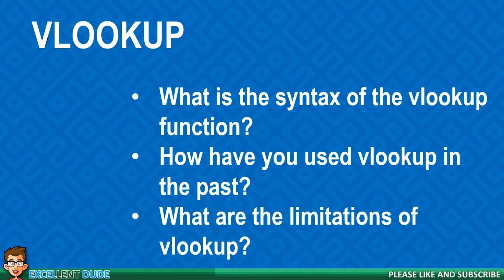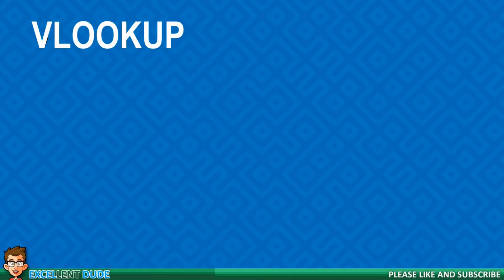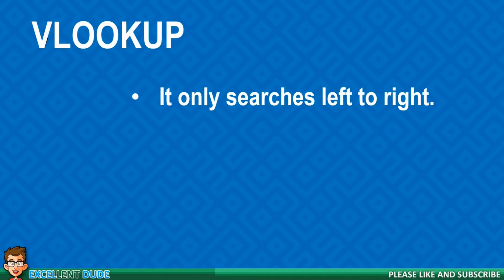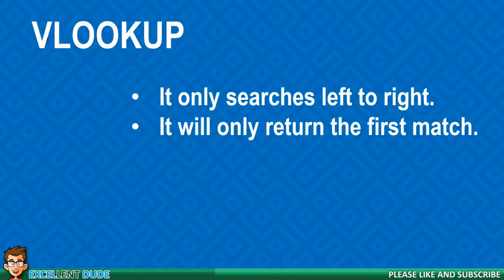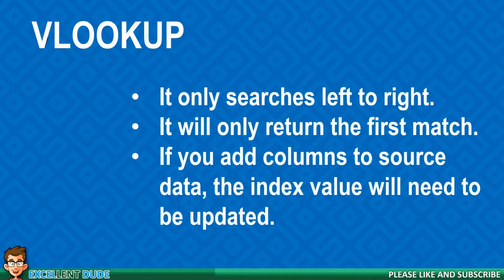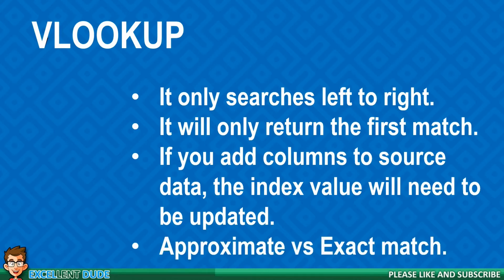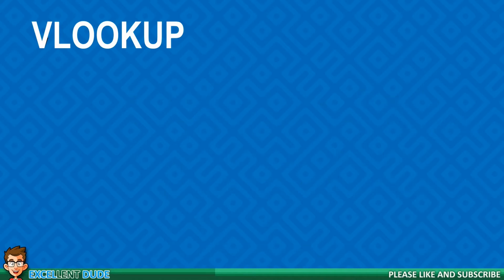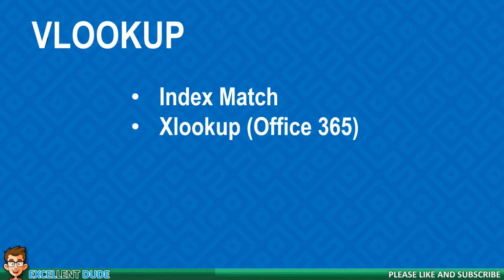What are the limitations of Vlookup? This is a question that comes up often. You can state that Vlookup's limitations are: it only searches left to right. It will only return the first match. If you add columns to the source data, the column index value will need to be updated in the function. The default setting is approximate match. As a super ninja bonus to really show off your Excel skills, you could say that there are better options to Vlookup, such as using index match or using XLOOKUP if you have Office 365.